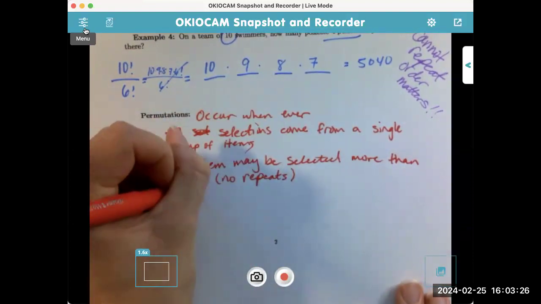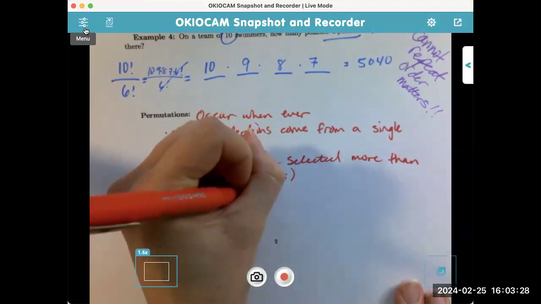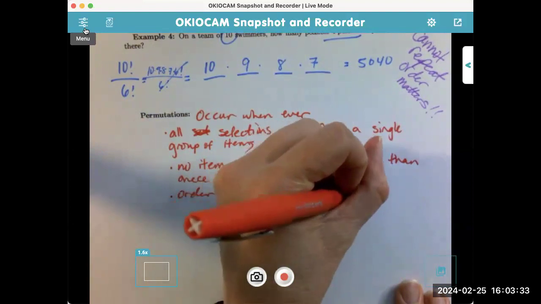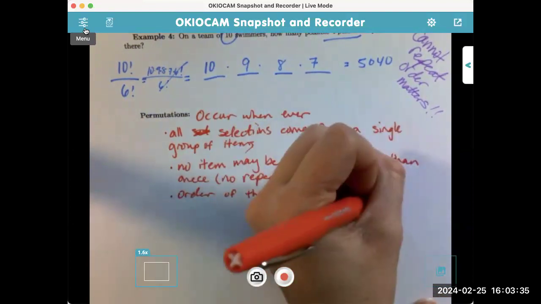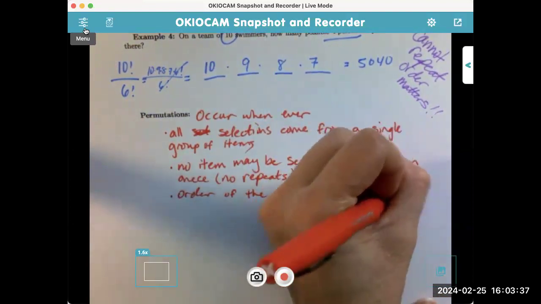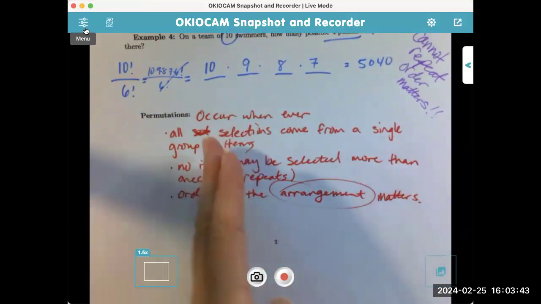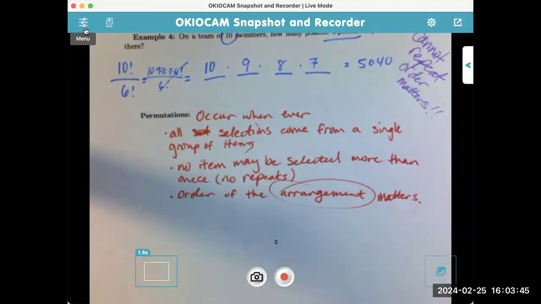And the order of the arrangement matters, right? It's an arrangement. You are arranging things in an order. You are taking time to put them in a very specific order.